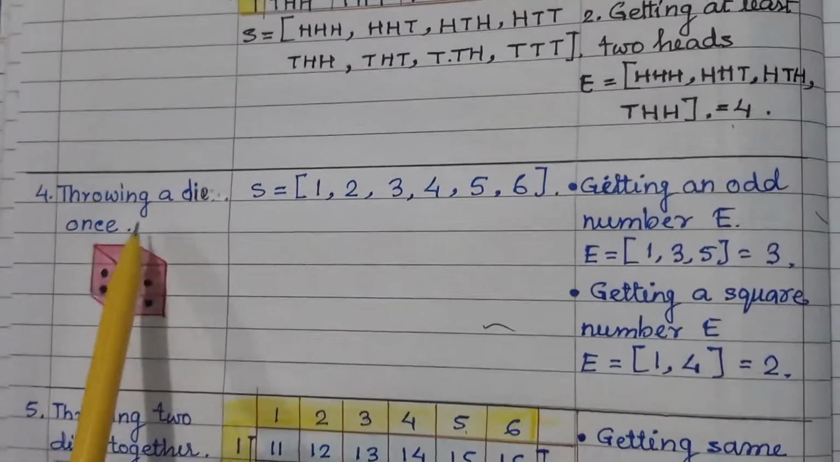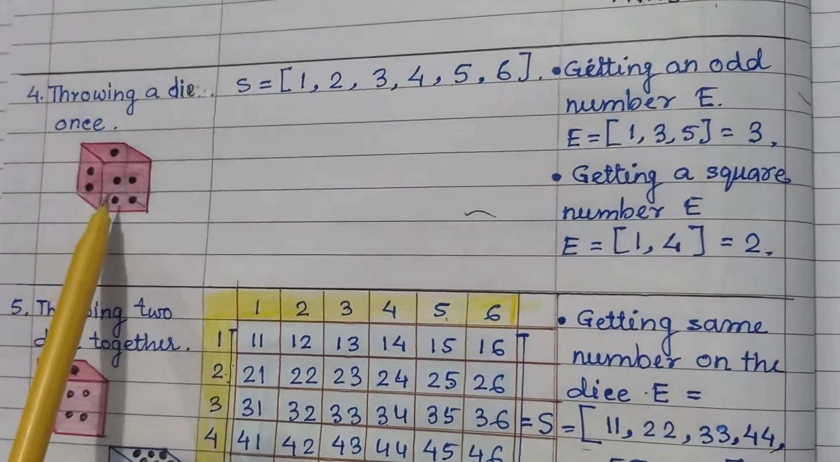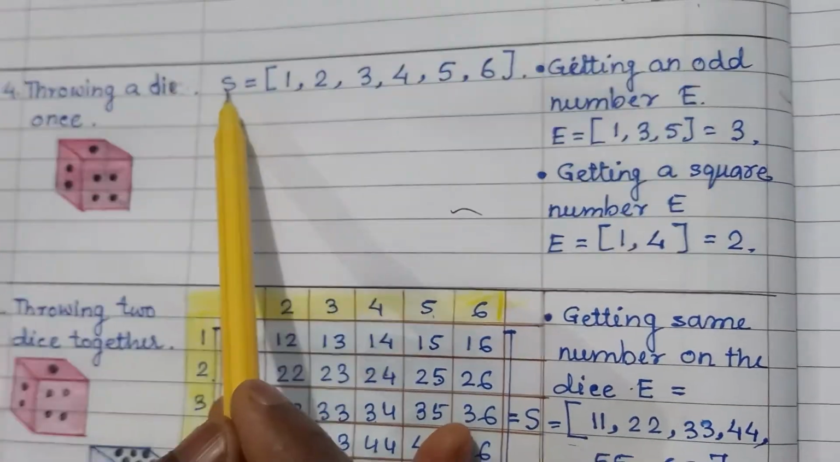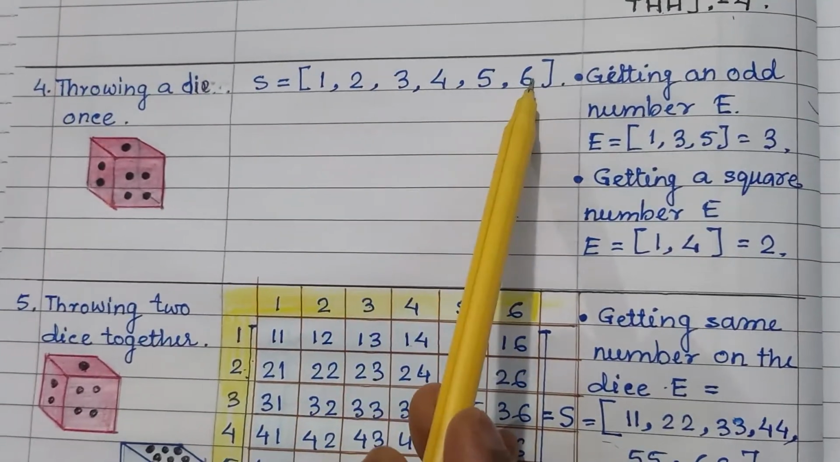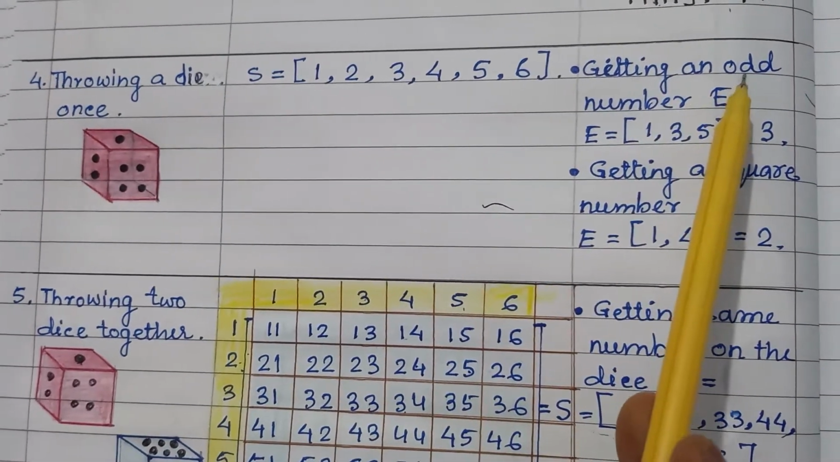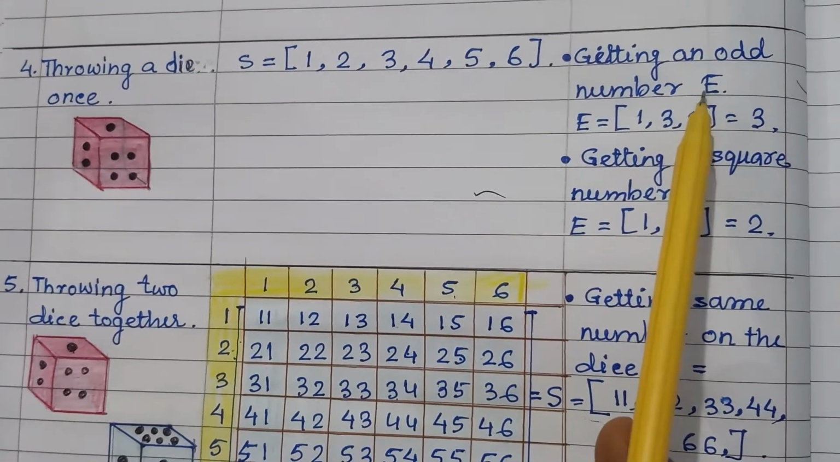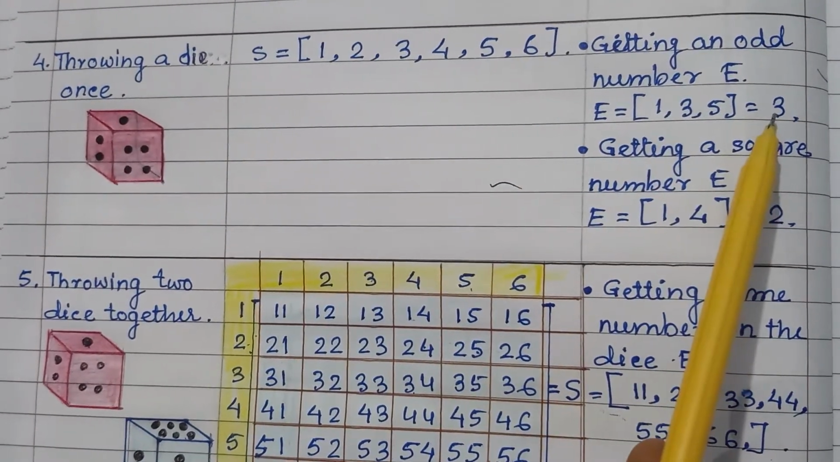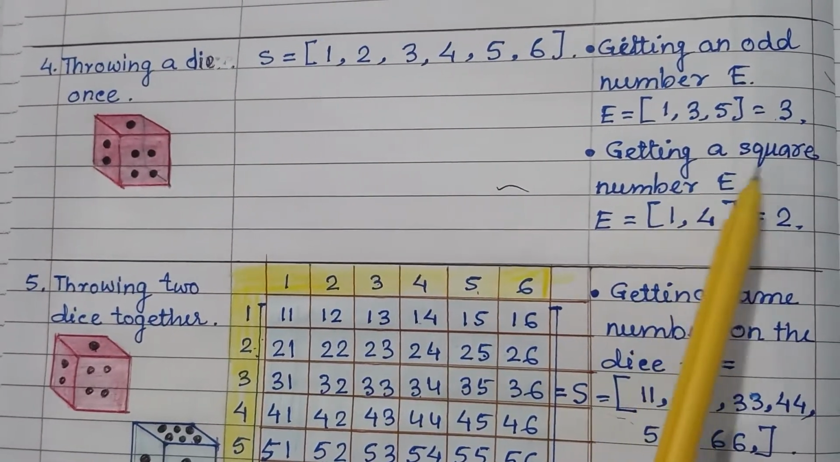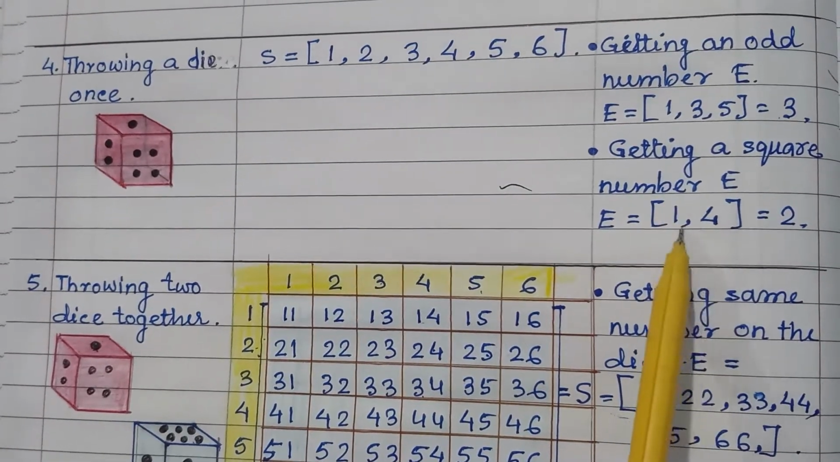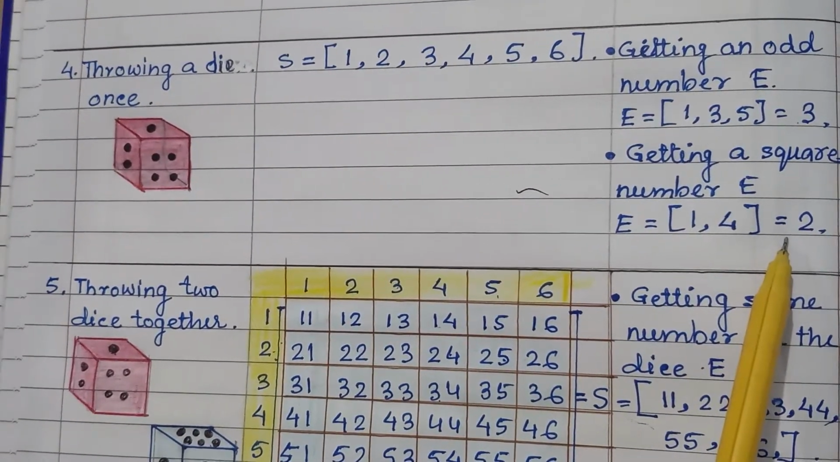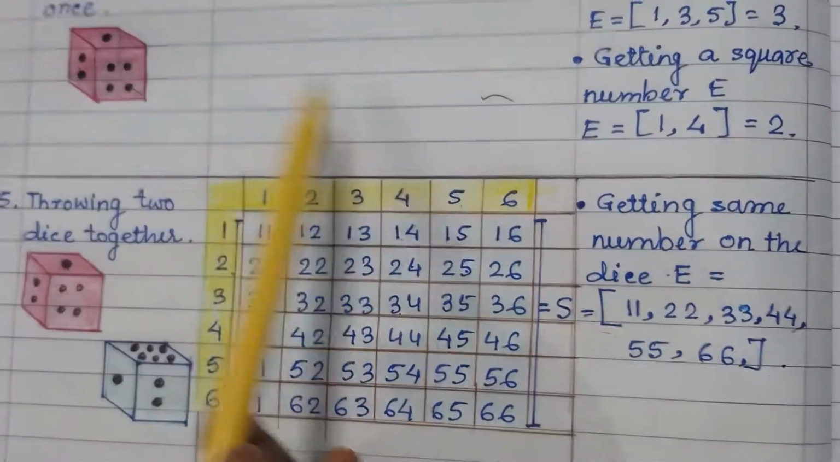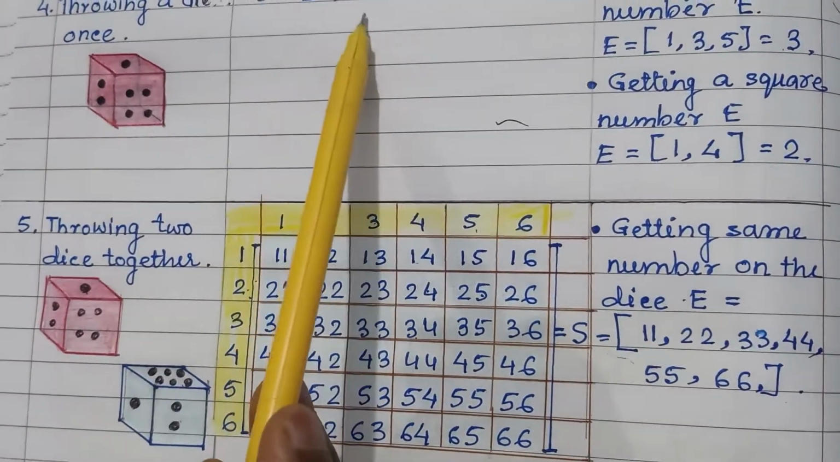Now throwing a die: there are 6 options in total, so the sample space is 6, from 1 to 6. And getting an odd number is an event. So event E, the odd numbers, is 1, 3, 5, which are the 3 odd numbers. Getting a square number, that is 1 and 4, which is 2 events. In this way we can get the events and sample space.